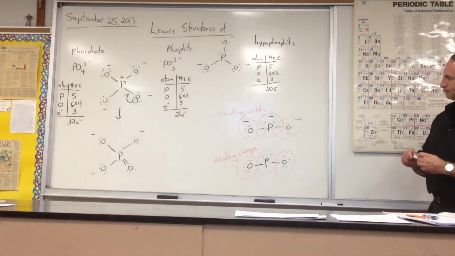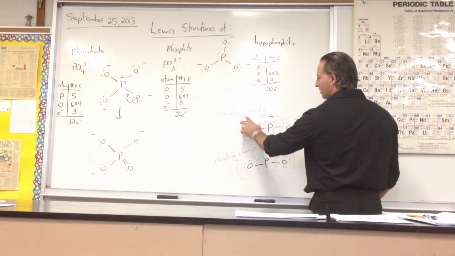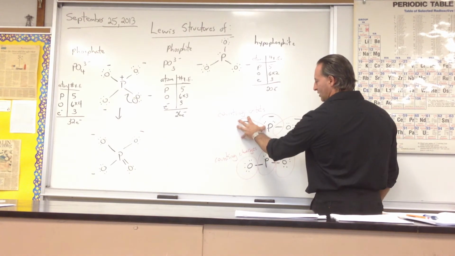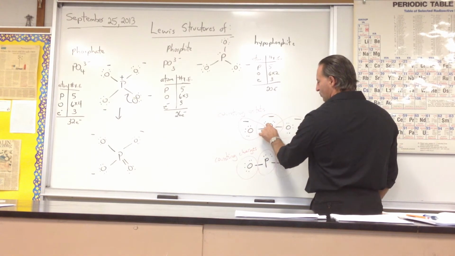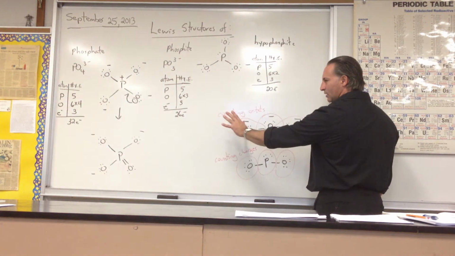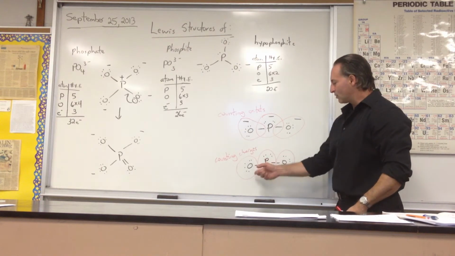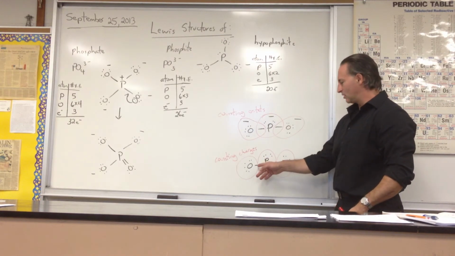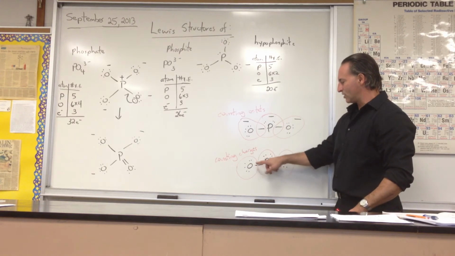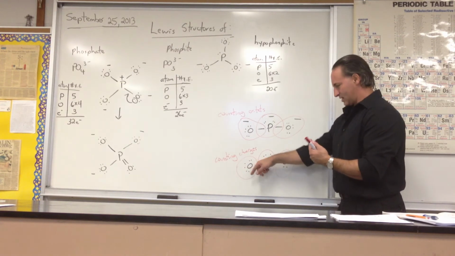So 2, 4, 6, 7, 2, 4, 5, 2, 4, 6, 7. For the octets, 2, 4, 6, 8. For this one, 2, 4, 6, 8. And for this one, 2, 4, 6, 8. So the octets here are all done. They're all good. Now for charges, because they're sharing, they only count for 1. That's why they don't overlap. These 2 electrons are shared, so the oxygen atom actually only possesses 1 of those, and it possesses the lone pairs.